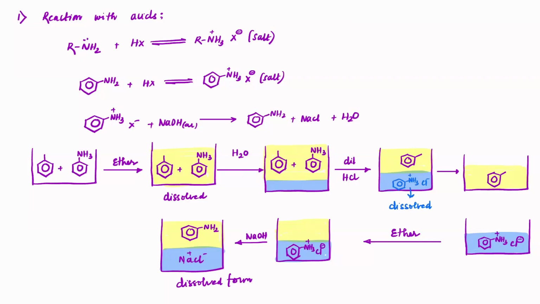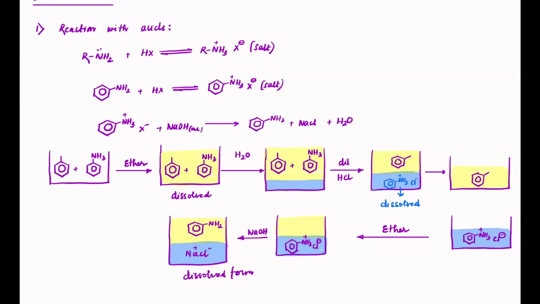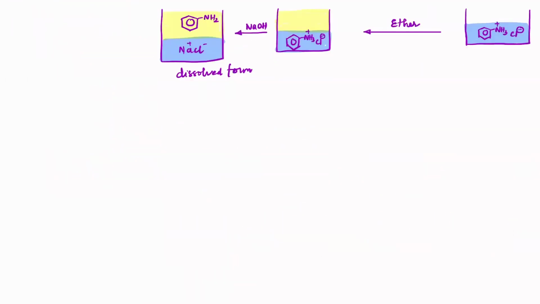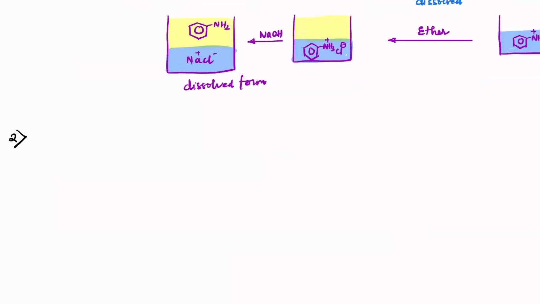Everybody clear on that? So this is the first set of reactions. Check out the second reaction. The second important reaction of amines is acylation.